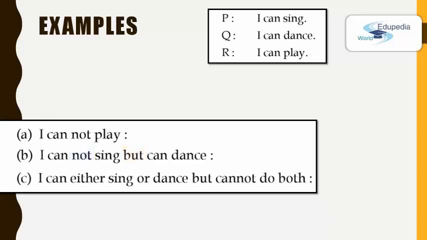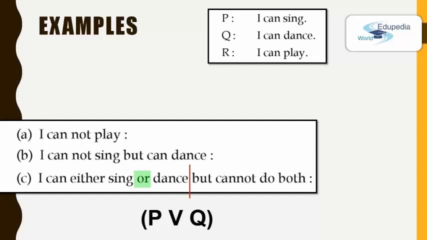Now the last statement, I can either sing or dance but cannot do both. Again, a little bit tough one. Therefore let's try to divide this into two parts. The first part is I can either sing or dance. The second part is but cannot do both. So let's try to represent the first part, I can either sing or dance. Here it uses the disjunction word or, so we can represent the first part like P, V, Q.